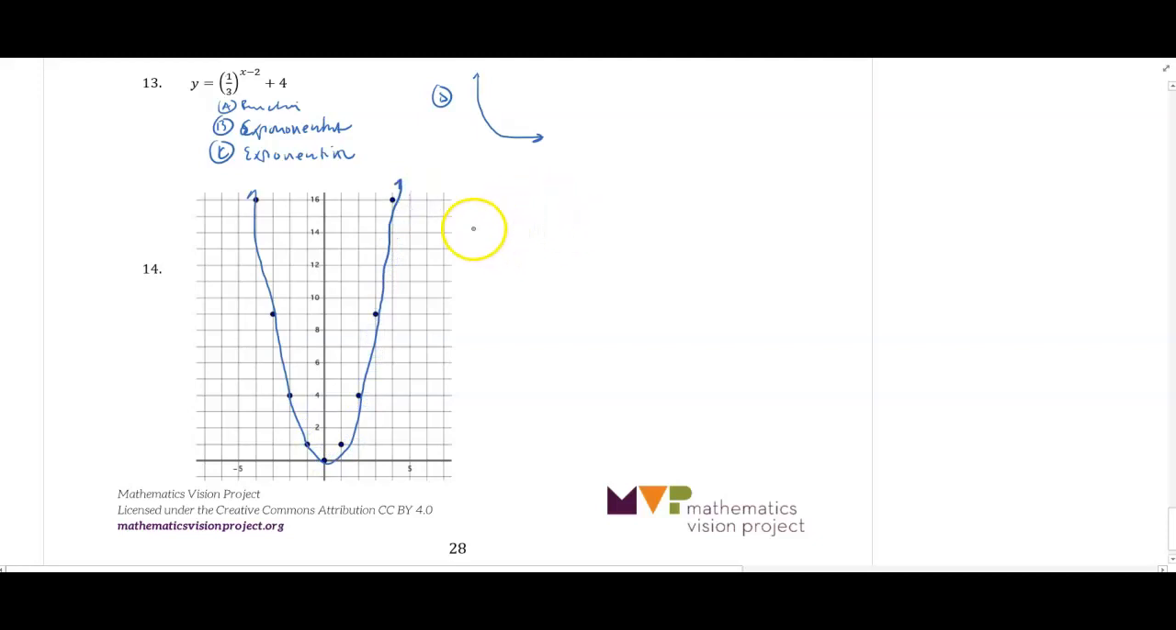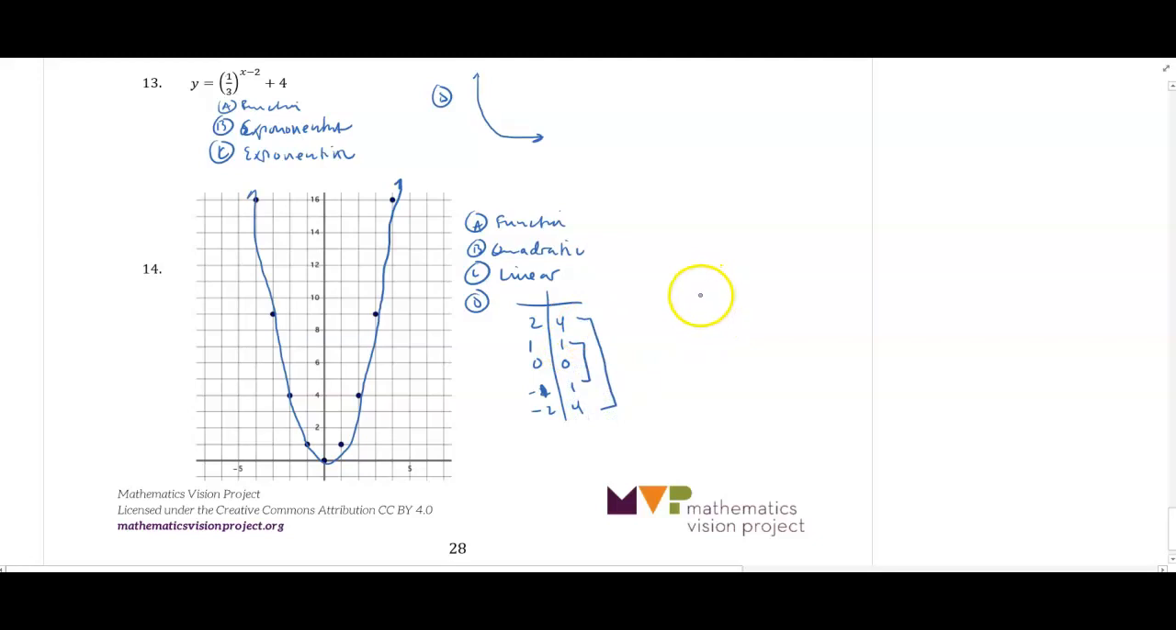The next one, if I were to connect these dots, they would be in the shape of a parabola, which means it's a function. This is going to be quadratic, which means it has a linear rate of change. And if I wanted to make a representation, I can create a table. Anytime I can, I'll put the vertex in the middle, because I want to show this symmetry.